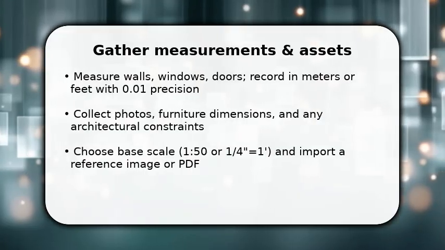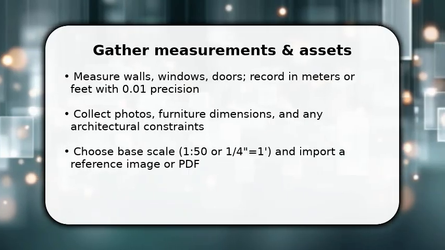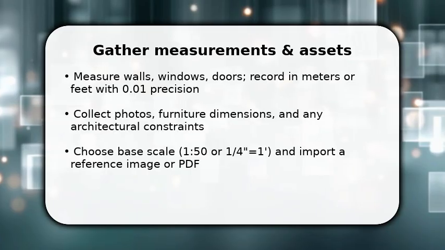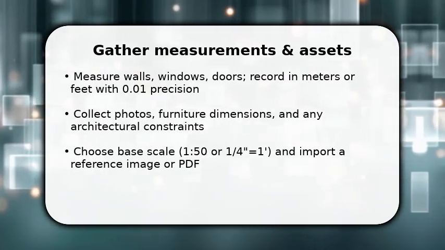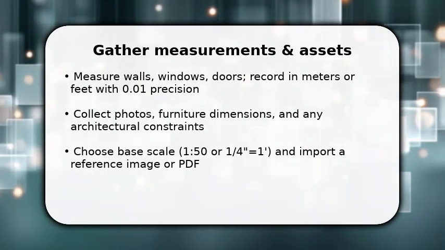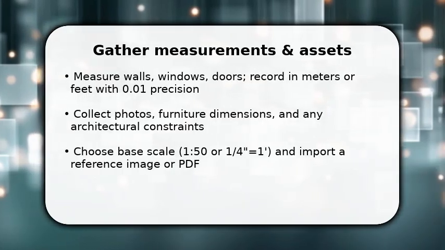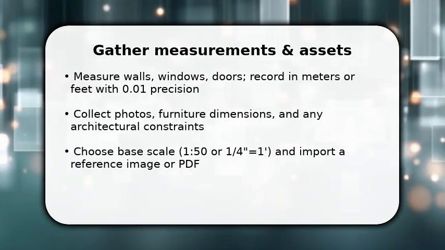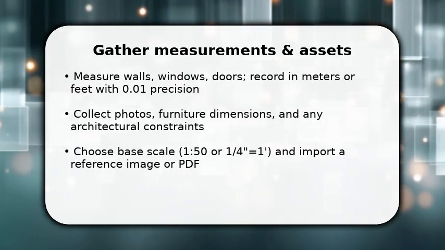You start by measuring and importing. Measure each wall, doorway, and window and note heights and clearances. This prevents rework later. Once done, photograph rooms and gather furniture dimensions so the design reflects reality. Make sure to pick a consistent scale, 1/4 inch per foot or 1:50, and import a floor sketch or site photo as a reference layer.